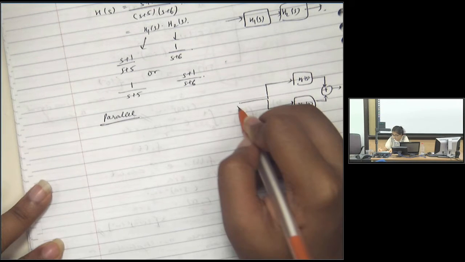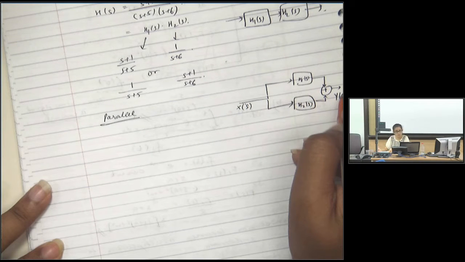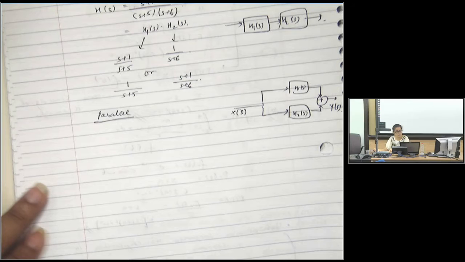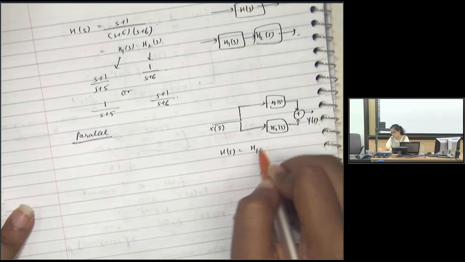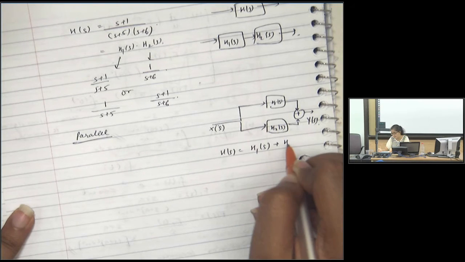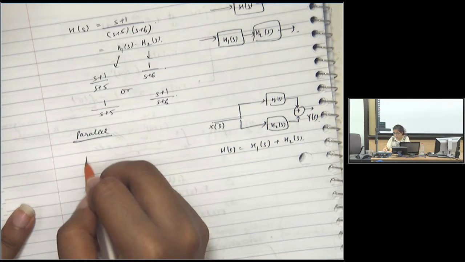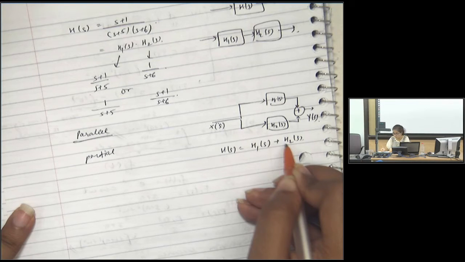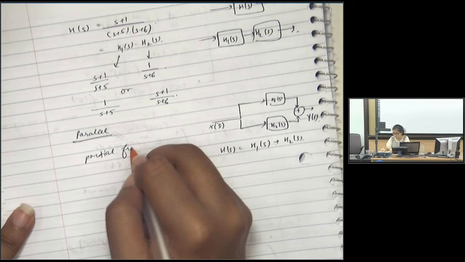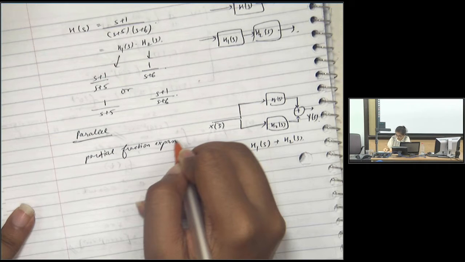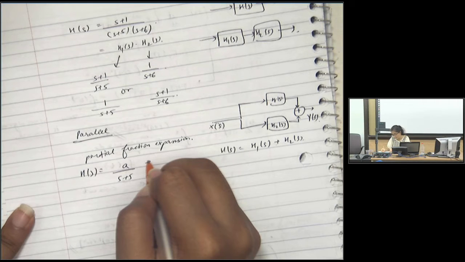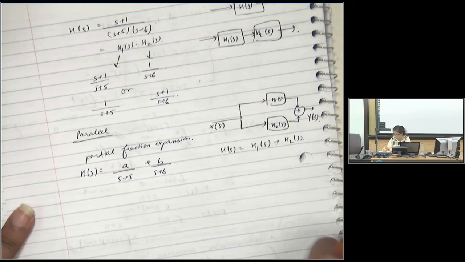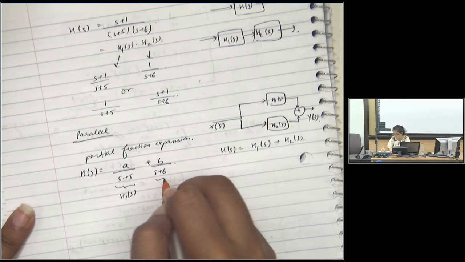So my input will be here, my output. Okay, so I have an addition in parallel. So my H of S is now the addition of H1 of S and H2 of S. That's why I do a partial fraction expansion to get this addition term. So my H of S will now be, let's say, A over S plus 5 and B over S plus 6, and we'll find this A and B, and this will be my H1 of S and this will be my H2 of S.